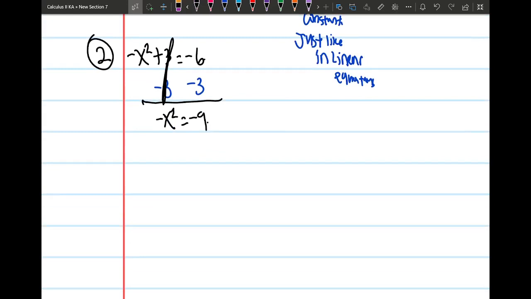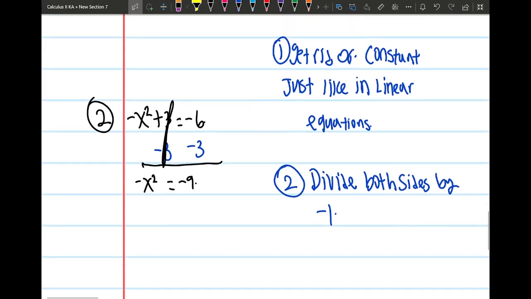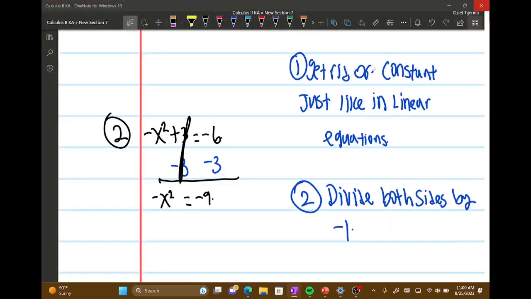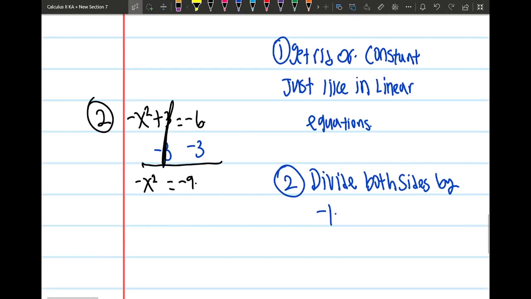And then from here, we would go ahead and secondly divide. So number 2, divide by negative 1, because we need to get rid of this negative, right? Okay, guys, so I kind of rewrote it to make it more readable. Get rid of the constant, just like in linear equations, and then the second step is to divide by negative 1. So we want to do that to both sides here.